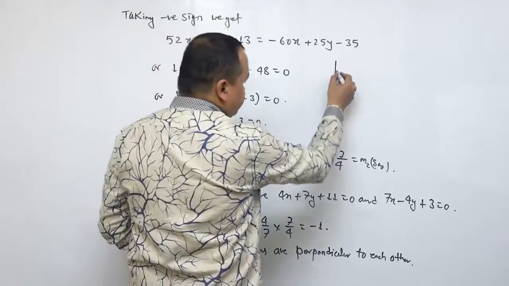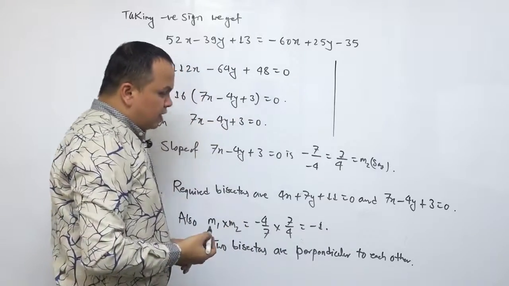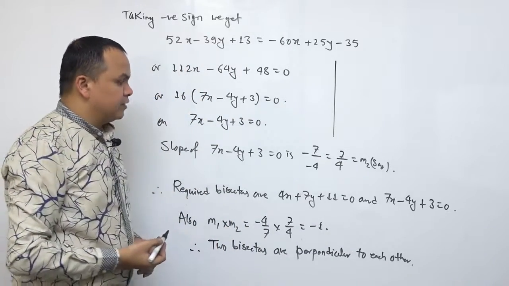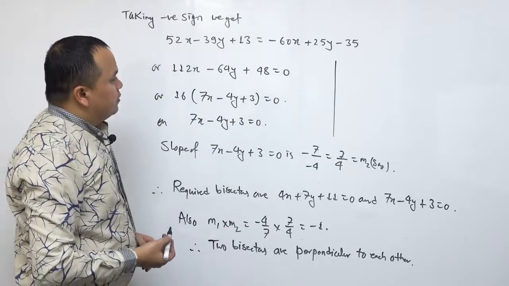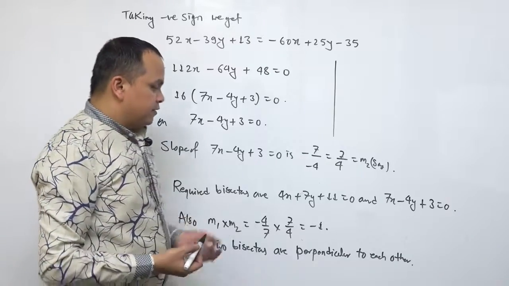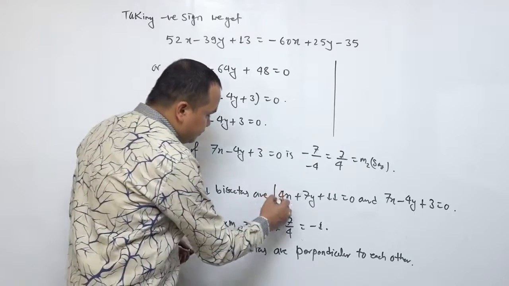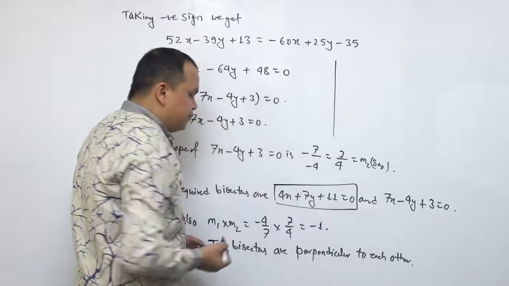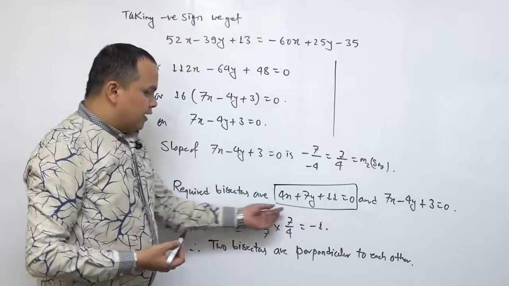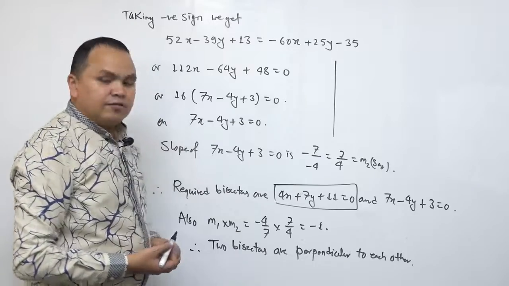Last one, to identify the bisector containing the origin. The first bisector, this one, taking positive sign, we get 4x plus 7y plus 11 is equal to 0.